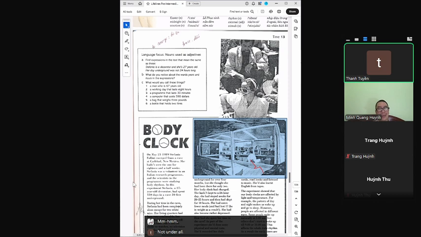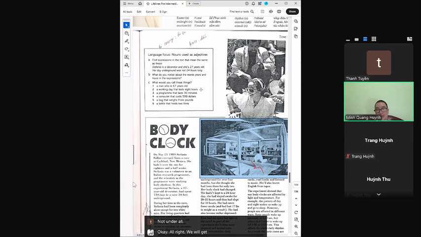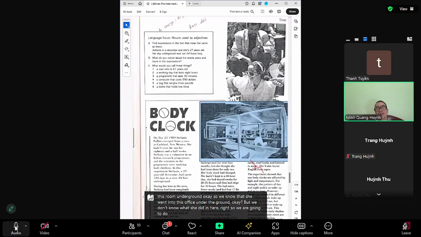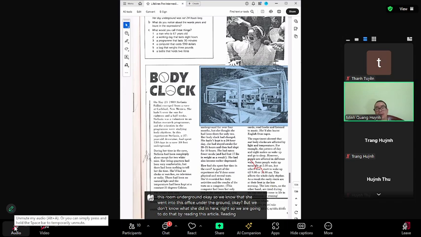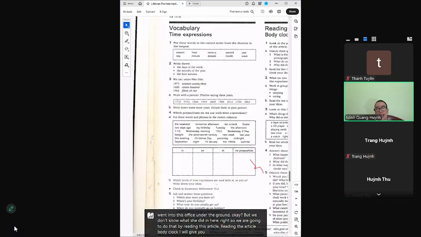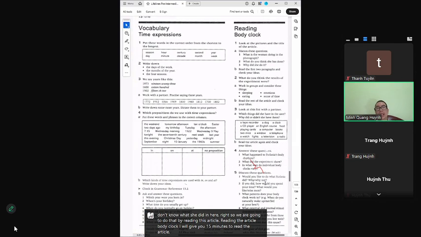Okay. All right. We will get to know what she did in this room underground. So we know that she went into this office under the ground, but we don't know what she did in here, right? So we are going to find out by reading the article Body Clock. I will give you 15 minutes to read the article, and when you read it, answer the questions in 1 and 2.